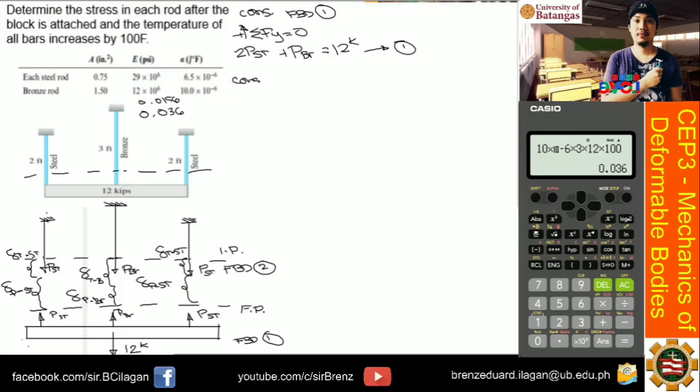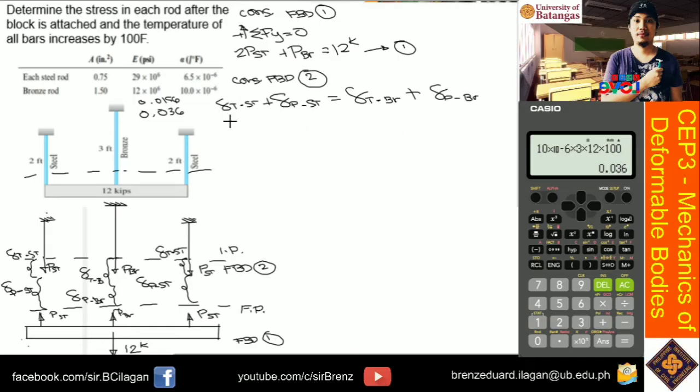So next, considering FBD 2. Okay? So what will be the equation? So di ba yung deformation due to the temperature for the steel plus yung deformation due to the actual load P for the steel is equals sa deformation due to temperature for the bronze plus sa deformation due to the load P for the bronze. So ano mangyayari dito? So ito is mapapalitan lang. So ano nga yung kanina nating temperature for the steel?